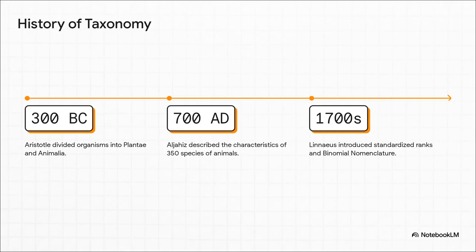Section 2. Sorting the chaos, the science of taxonomy. Enter taxonomy. This is humanity's super ambitious attempt to build a logical, universal filing system for literally every living thing on Earth. And people have been trying to do this for a really long time.